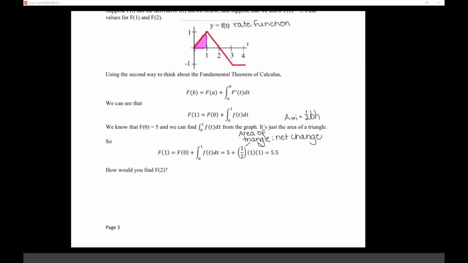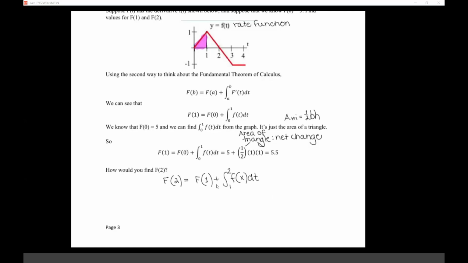Nobody has any thoughts? Well, how about if we use this version of the fundamental theorem? Okay, we want to find f of 2, which is further along on the x-axis. We could start out by evaluating it at f of 1, which we just figured out. And then we can add the integral from 1 to 2 of our function for the net change.